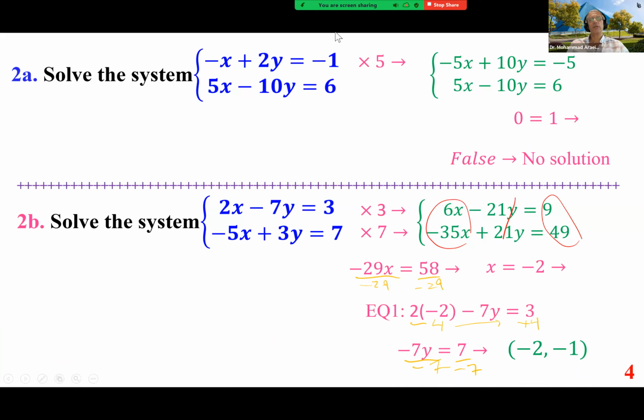And it's really a good practice to always check. We use the first equation to come up with the second variable. We use the second equation to check. So you have to check with the second equation. Minus 5 times minus 2 is positive 10. 3 times negative 1 is negative 3. Do they add up to 7? The answer is yes, so it works.